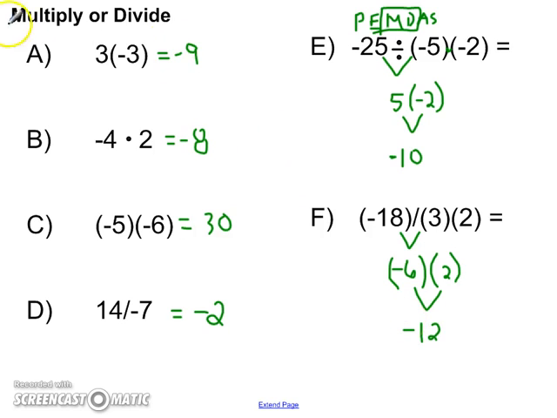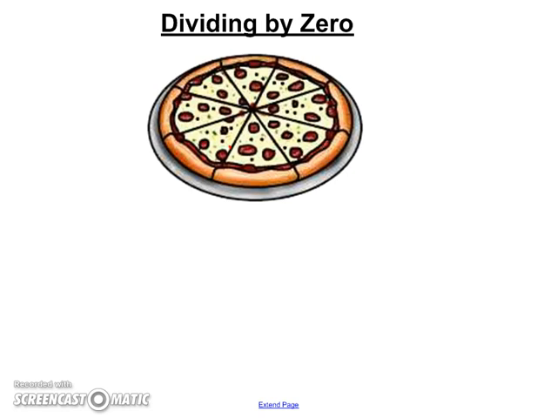Dividing by 0. One of the things that we have to understand is that it is impossible to divide by 0. It cannot be done. And so I'm going to illustrate how it can't be done by going back to a 3rd or 4th grade understanding of fractions. Because, again, a fraction is a way that we can illustrate a division problem.